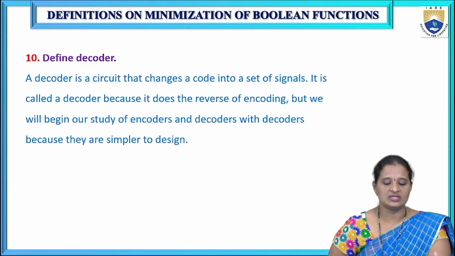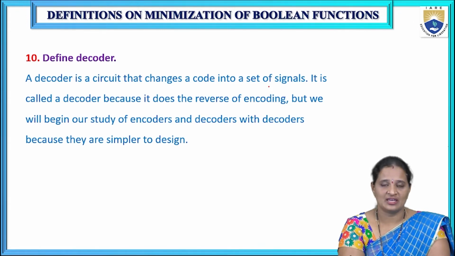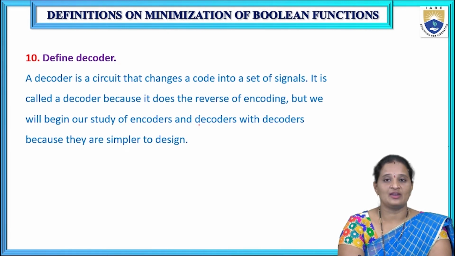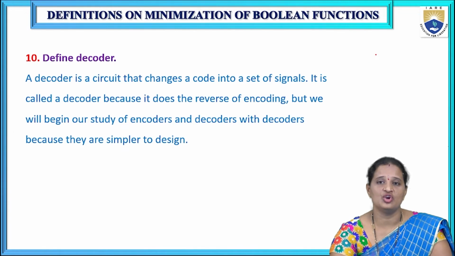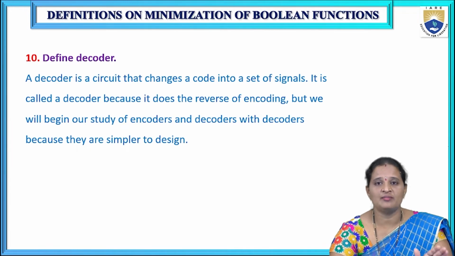And define decoder. What is a decoder? A decoder is a combinational logic circuit that changes a code into a set of signals. It is called a decoder because it does the reverse operation of an encoder. We will begin our study with decoders because they are simpler to design. So a decoder is a circuit which performs the reverse operation of an encoder, where it converts the given binary data into decimal data, whereas the encoder converts the decimal data into binary data.